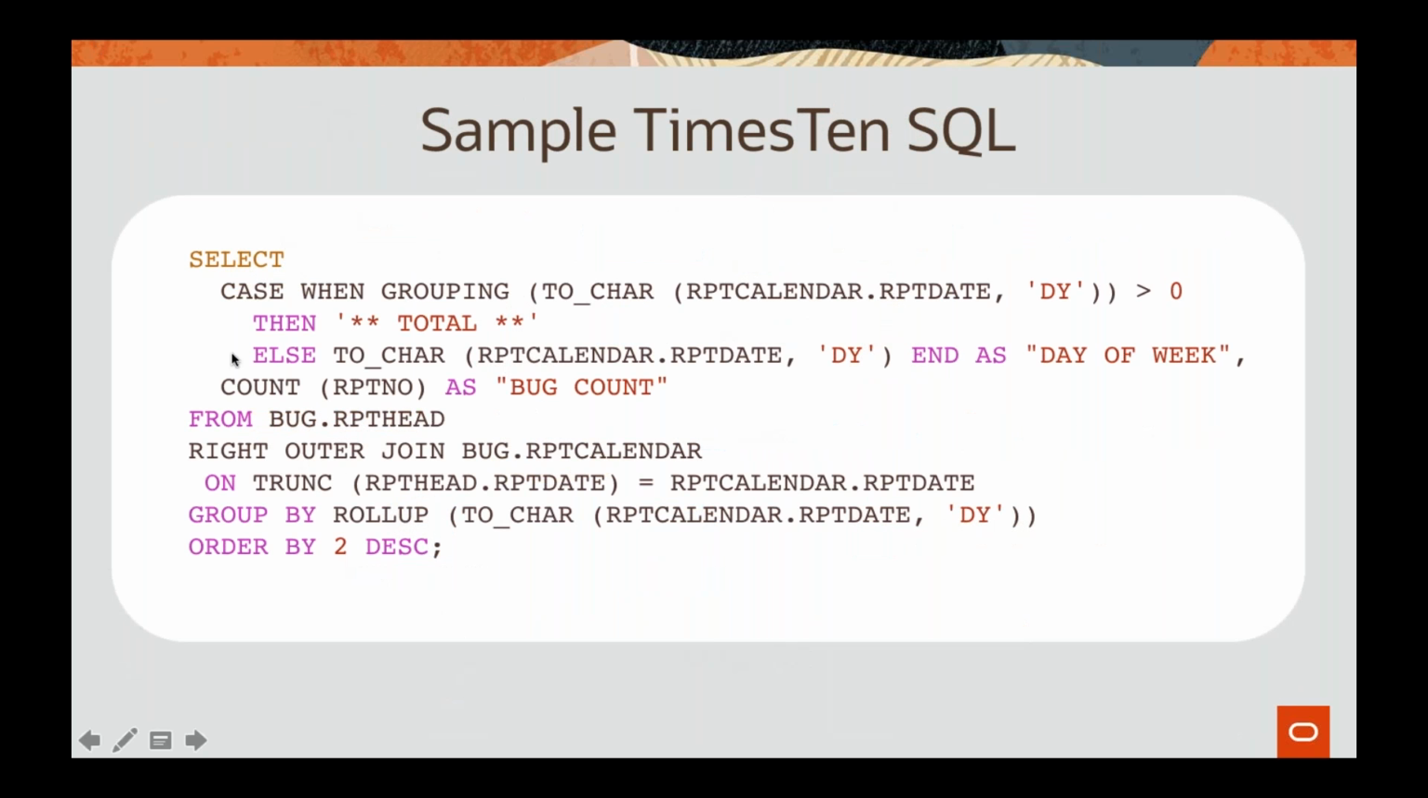So it's a SQL database. Just very quickly, here's some example of the sort of SQL you can do. We're doing a join here. It's a right outer join. And we're doing a roll up. So we've got a cube. So you can do analytic type SQL.